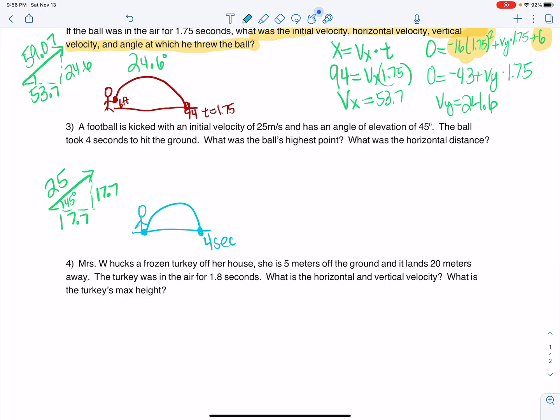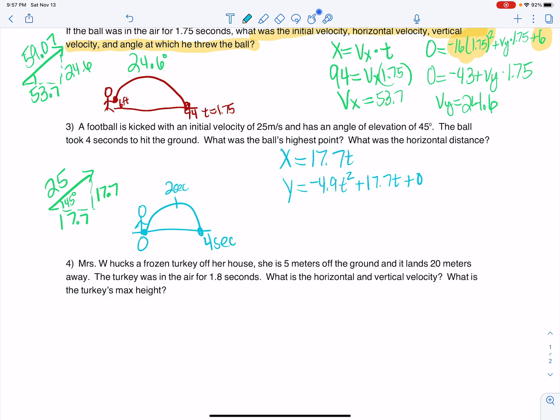What's the ball's highest point? Well, wouldn't that happen at 2 seconds? Oh, sorry, I wrote T. Because if this is a 0 and this is a 4, then I really don't even need a calculator to find out it does this. So if I write my parametrics, x equals 17.7 t, and then this was in meters, so y is going to be negative 4.9 t squared plus 17.7 t plus 0, because we're saying it went off the ground.